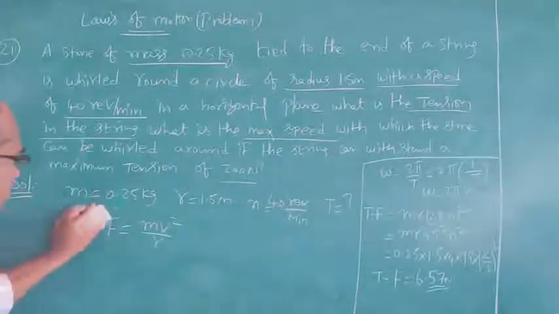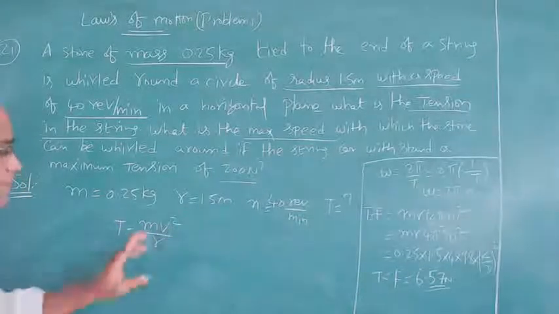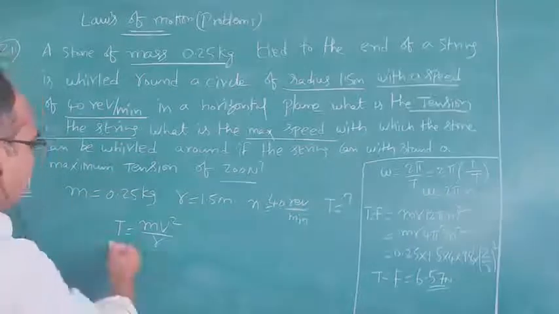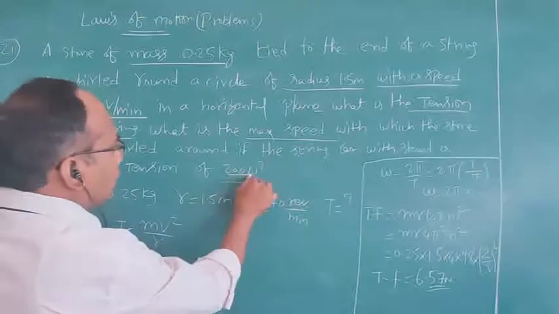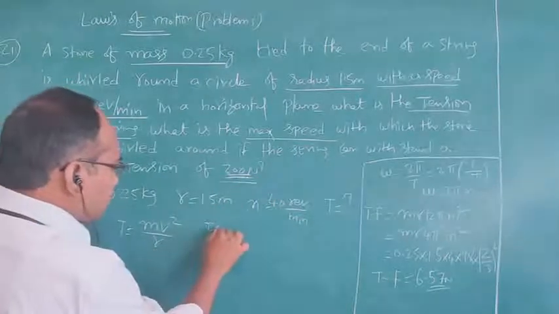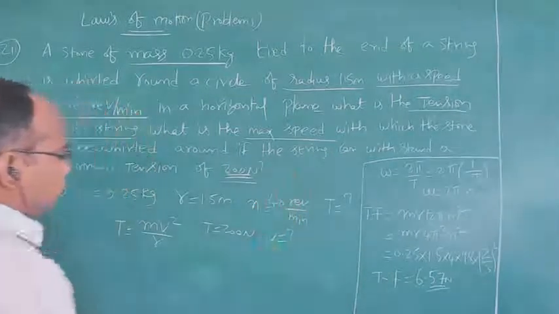Here tension is 200 newtons. So what is the maximum speed they are asking? So from here what is the value? Tension is nothing but force. So tension, how much they are given? 200 newtons. Maximum speed is equal to question mark.